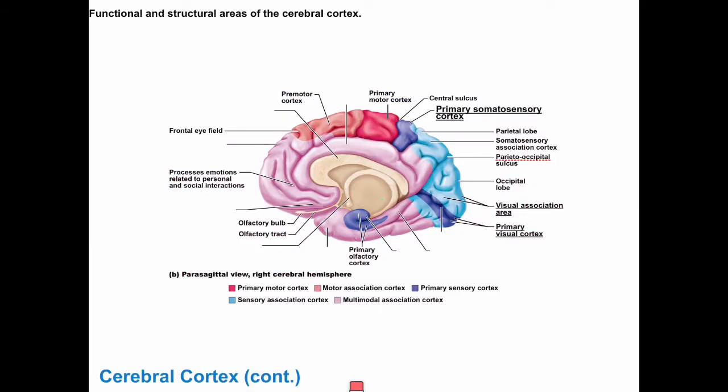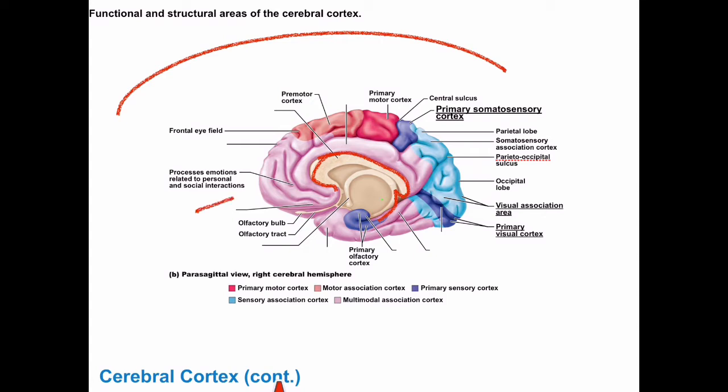Here is the basic map. So this would be like if there was a sagittal cut, right down the longitudinal fissure. This is what we would see. And inside here, this is all white matter tract right here. So we'll talk about these areas in just a little bit.